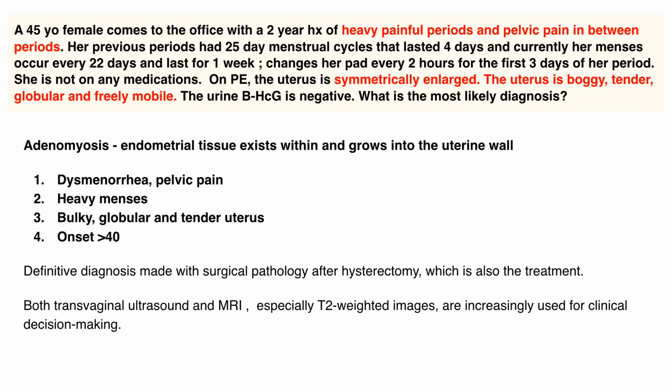On physical exam, the uterus is symmetrically enlarged. The uterus is boggy, tender, globular, and freely mobile. The urine B-HCG level is negative. What is the most likely diagnosis?